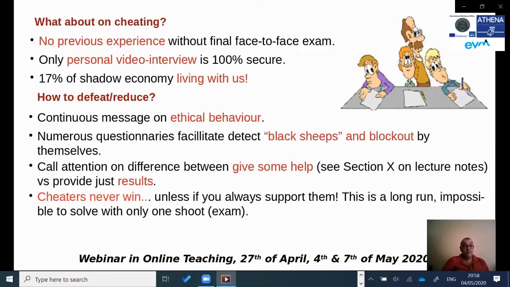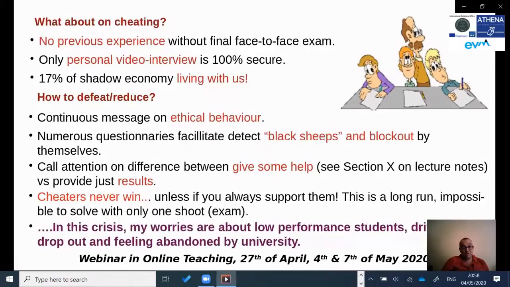It's totally different with respect to providing the final results to a person that does not work. I try to promote between them that the cheaters never win unless we support them, in the same way that the shadow economy is living between us. We don't want it, but in some sense, our attitude promoted it. This is a long run, impossible to be solved with only one shot that is, at this time, the exam. This is my deep reflection on this.